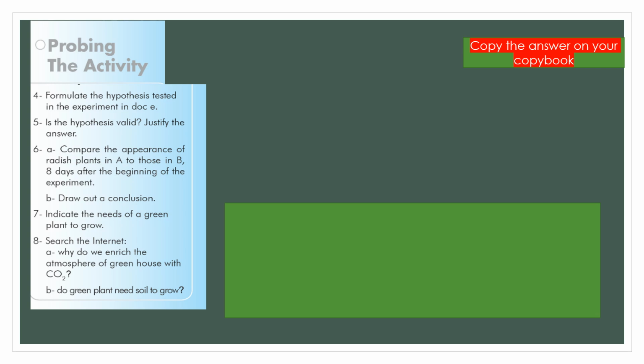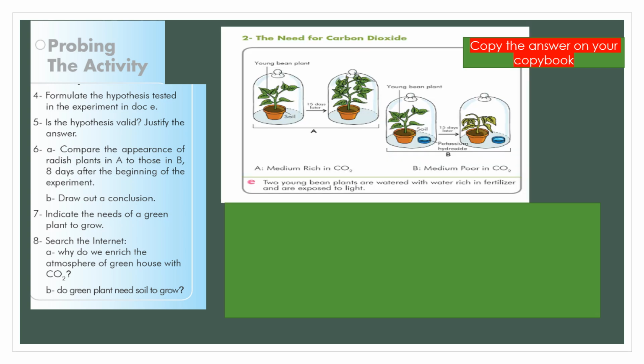Continuing the activity. Number 4. Formulate the hypothesis tested in the experiment in document E. This is document E. What's the objective of this experiment? What's the aim of the experiment? The need for carbon dioxide. So this experiment is performed to know the importance of carbon dioxide for the green plants, right? Let's write it in a simple sentence as a hypothesis. So the hypothesis: carbon dioxide is important for the growth of green plants.